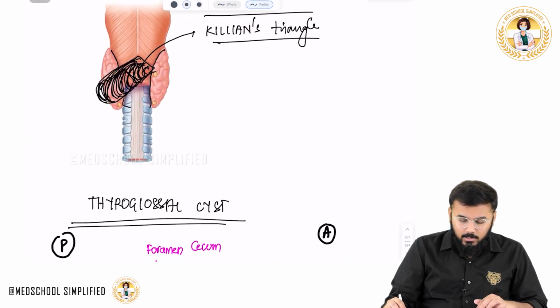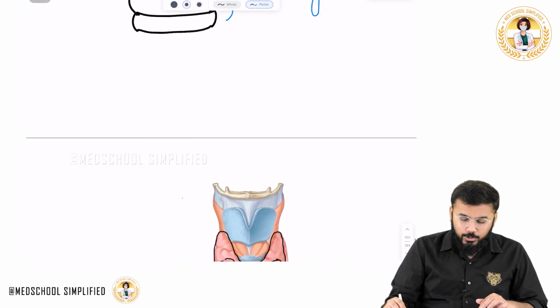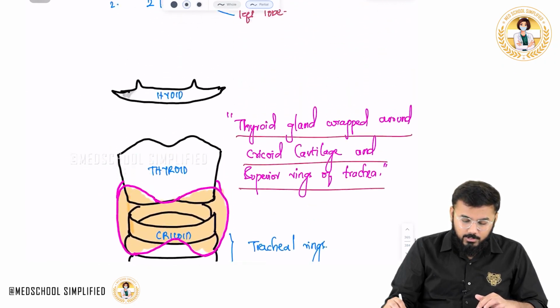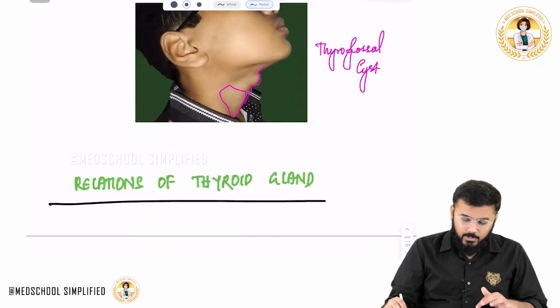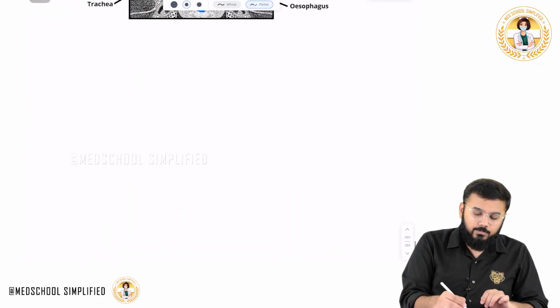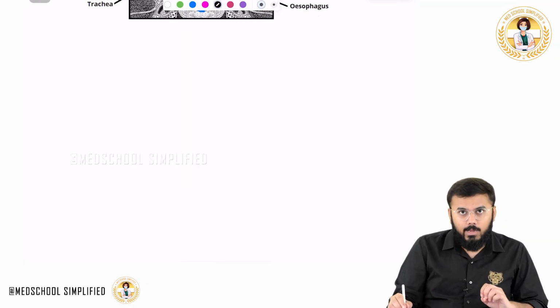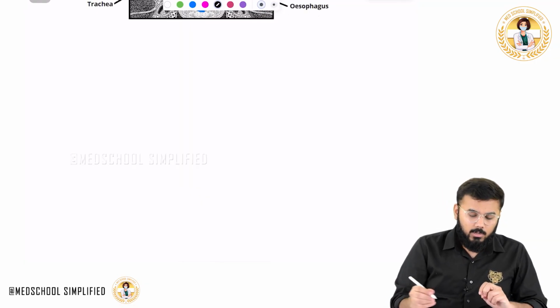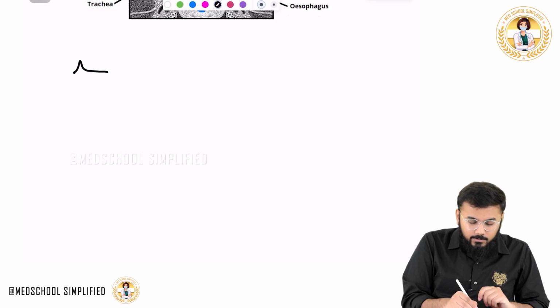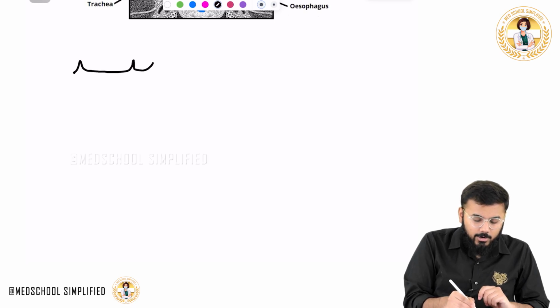For example, let me show it to you in this picture. Let me draw another picture and show it to you. So just look at this picture right now. What are sternohyoid, sternothyroid and the others? You know that this is your hyoid bone like this.